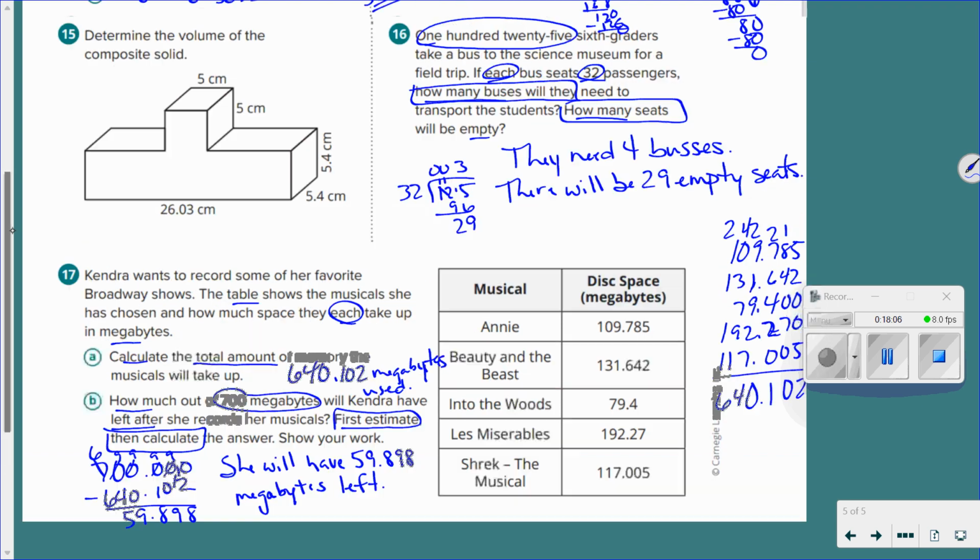Okay, so it looks like I have time to knock this one out really quickly. I'm determining the volume. That's going to be length, width, and height. This one really isn't that bad because they made it a super easy shape. So I've got 2 pieces to it. Piece number 1 is going to be length, width, height. Gives me 5 centimeters, 5 centimeters, and then my height is my width, which is 5.4 centimeters.